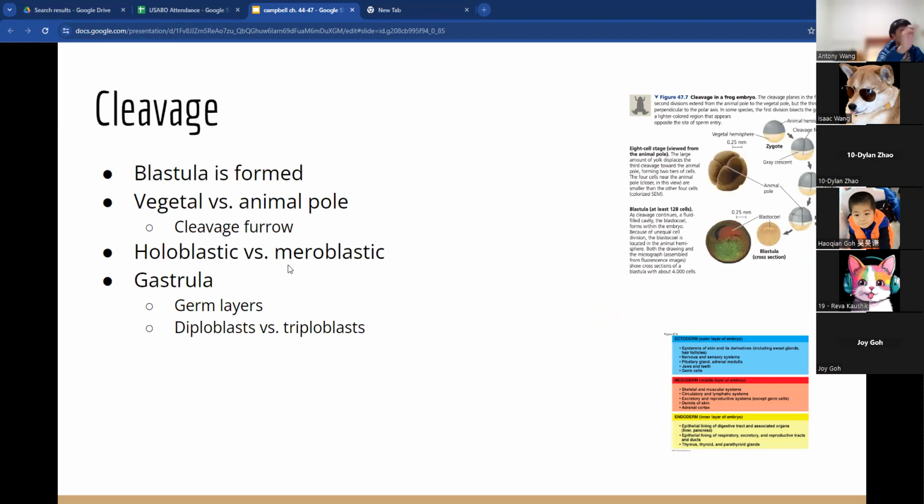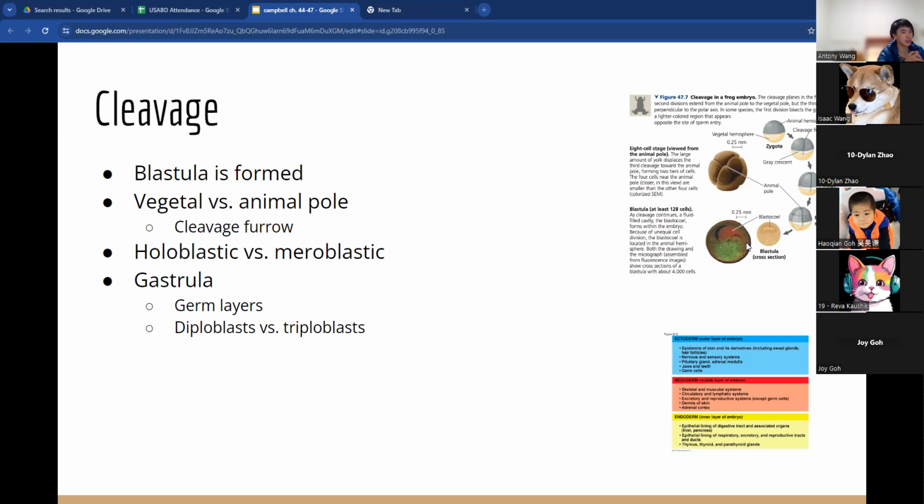Cleavage, blastula is formed. Basically, when a zygote is first fertilized, the egg will undergo a process called cleavage, which is repeated cell division without increasing cytoplasmic mass. You're producing a lot of DNA, and you're just dividing repeatedly until you form something called the blastula. The blastula is a hollow ball of cells. You have a bunch of tiny cells lining the outside, and a hollow bit in the middle. It's filled with liquid, but not actual cells.